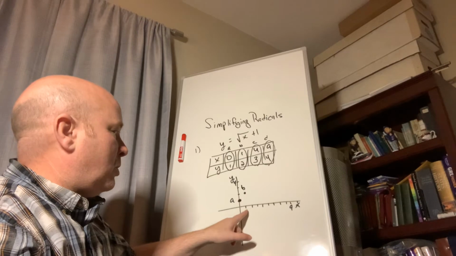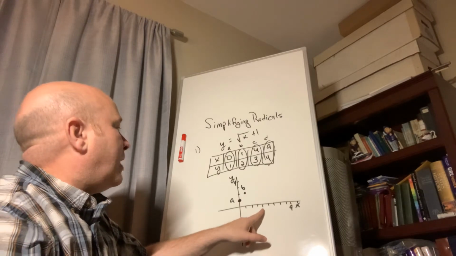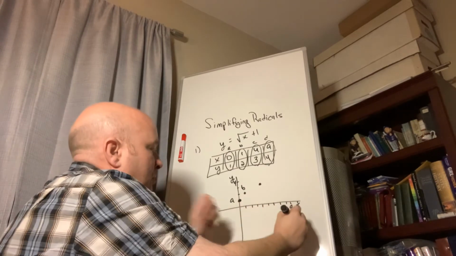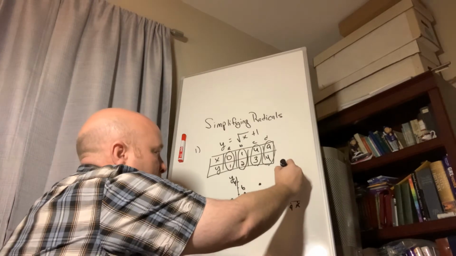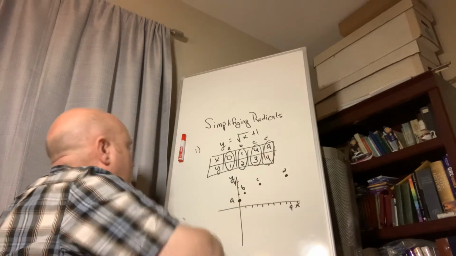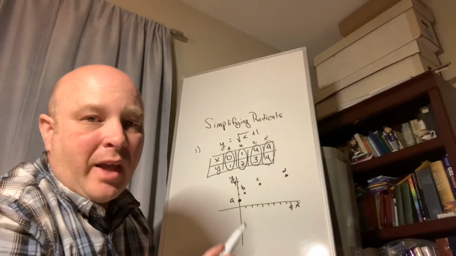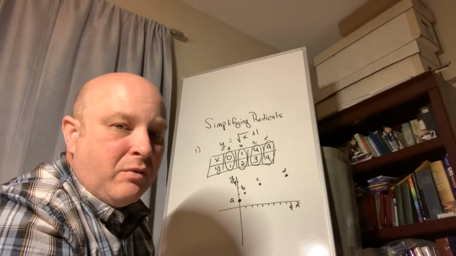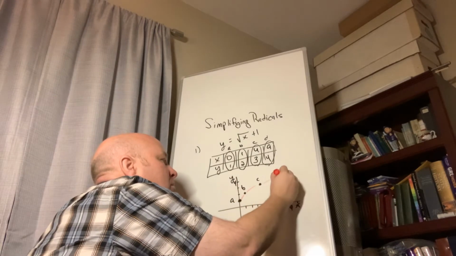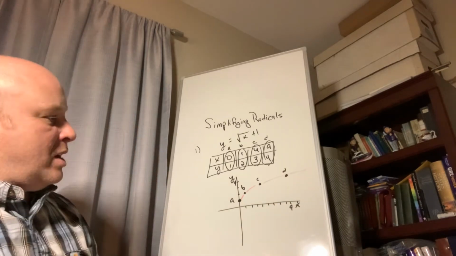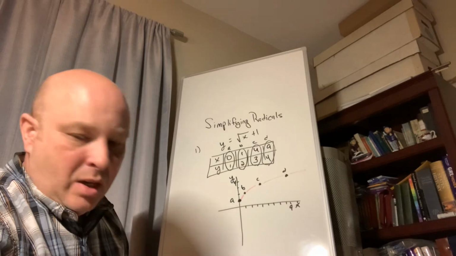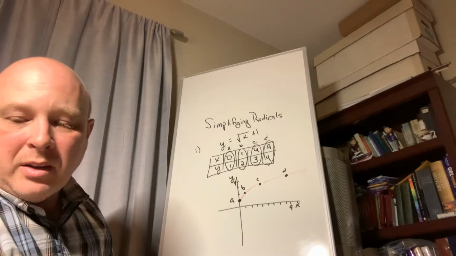When x is 4, 1, 2, 3, 4, y is 3. And when x is 9, y is 4. So the graph of a radical looks something like, I don't know, half of a bullet. There you have it. That's the graph for number 1. All right, let's do number 2.